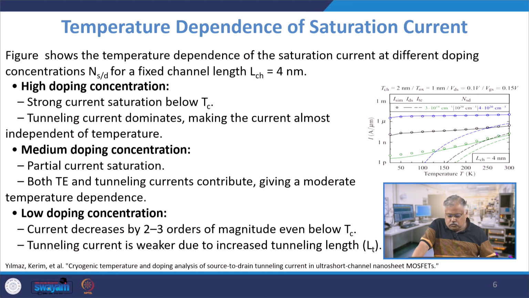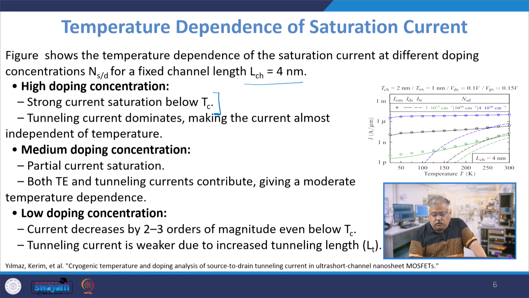Now, let us come to the temperature dependence of saturation current as such. If you look carefully here, high doping concentration implies that there will be strong current saturation below Tc. We are using a fixed channel length of 4 nanometer, we are not changing the channel length here, and the doping concentration has been fixed to 4 into 10 to the power 20 per centimeter cube, and we are trying to find the value of normalized current with respect to the absolute value of current.